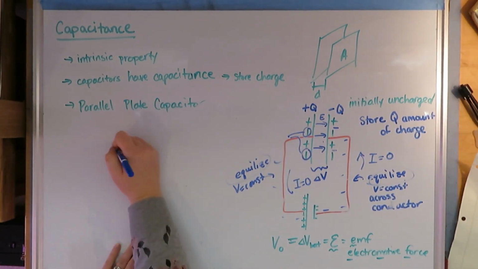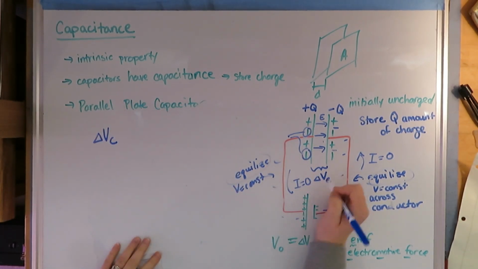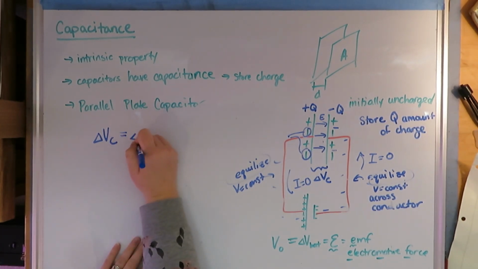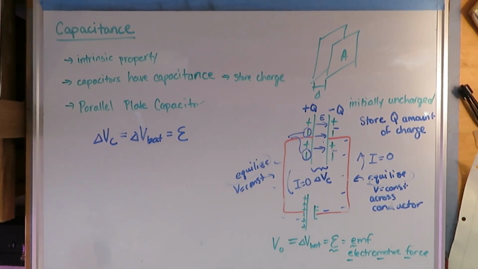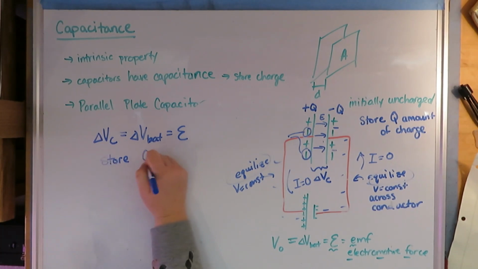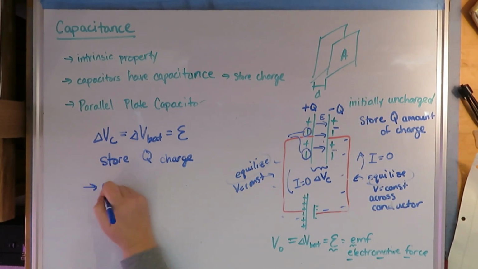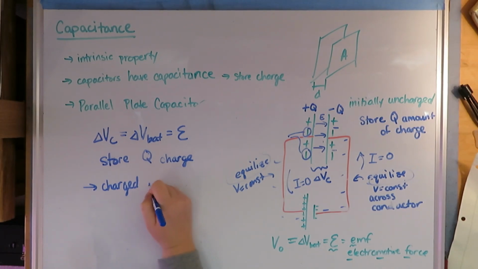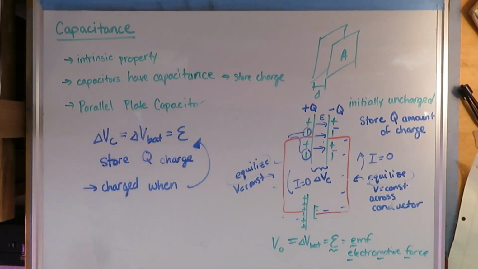the potential difference of the capacitor here, we'll call this delta VC. Delta V for the capacitor is going to equal delta V for the battery, which we usually call E, for the electromotive force. So we are going to end up with a difference in potential between those plates, and we are going to store Q amount of charge. So this capacitor is charged when this is true. And then that charge is trapped there.